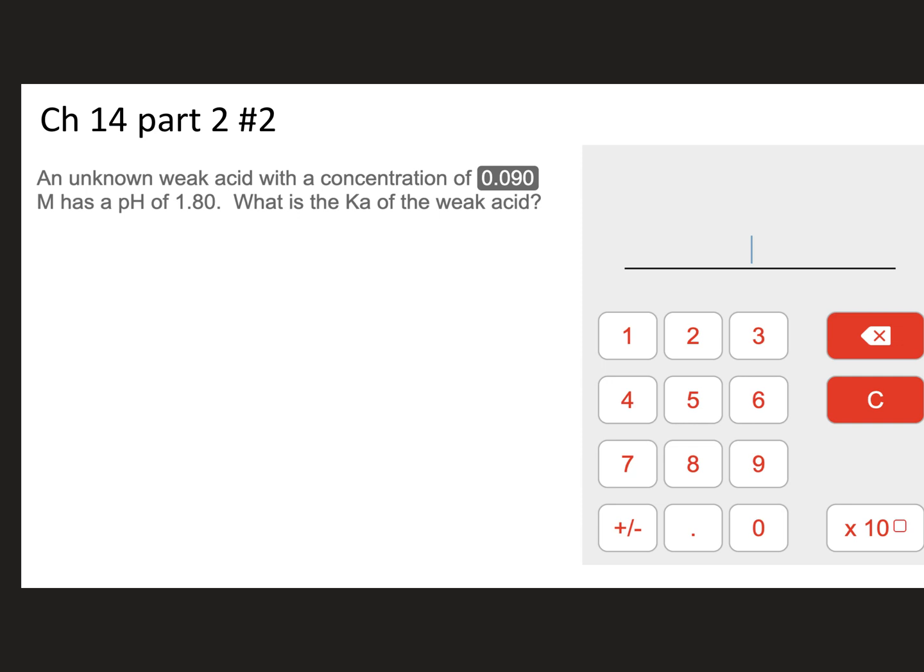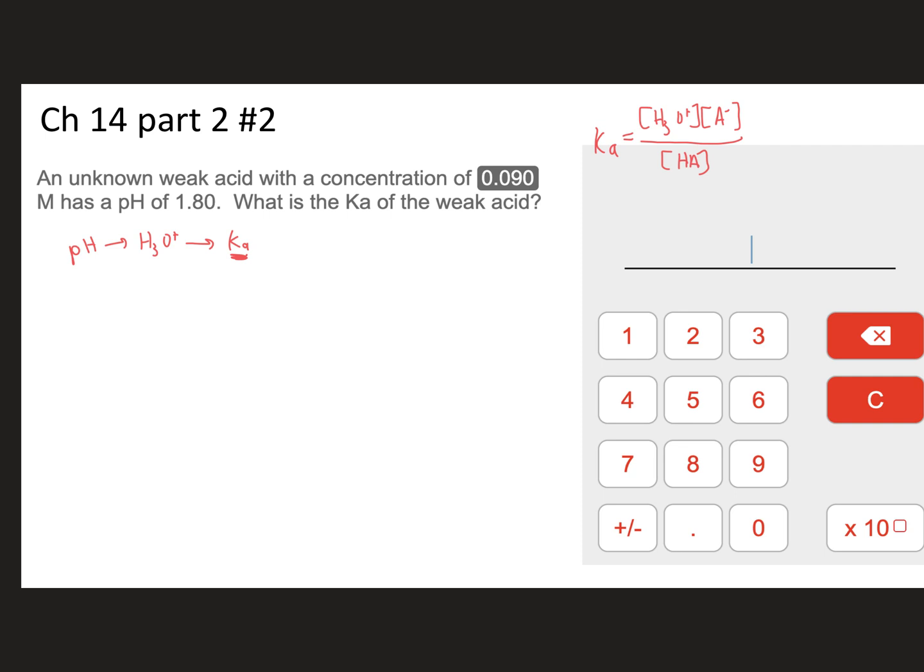For question 2 in chapter 14, part 2 homework, it's the same thing. It's a weak acid, and they ask for the Ka of that weak acid. This one's a little bit easier because we start with pH, and we know that Ka is the concentration of hydronium times the concentration of my conjugate base all over the concentration of my weak acid. They give us pH. We can turn pH into hydronium concentration, and then we can get to work finding the Ka.